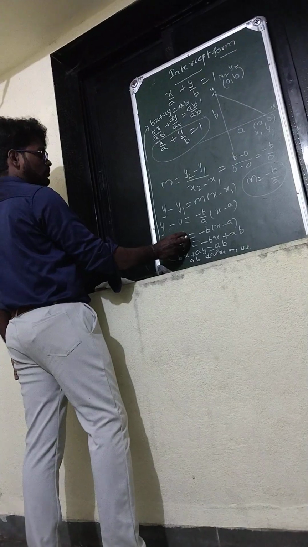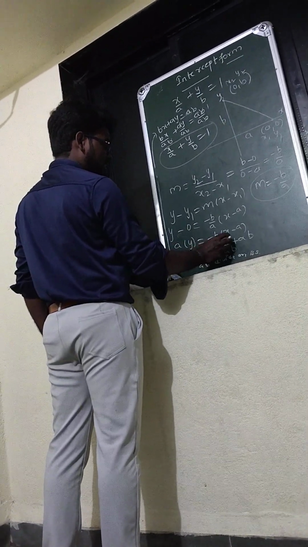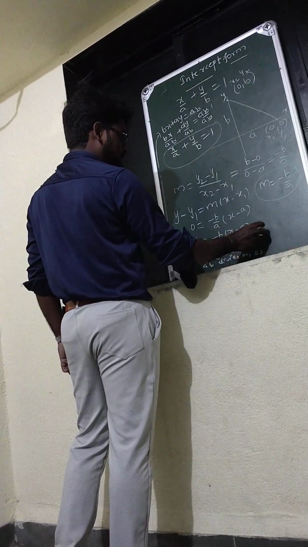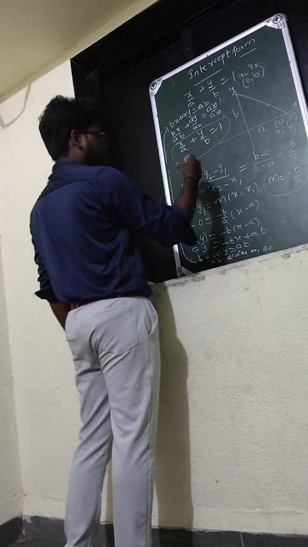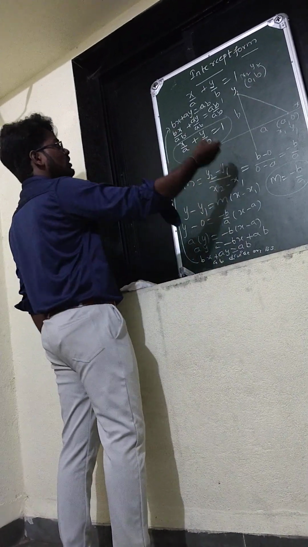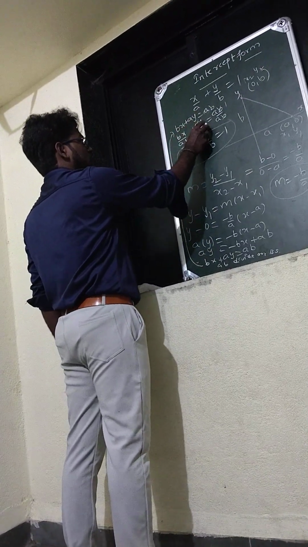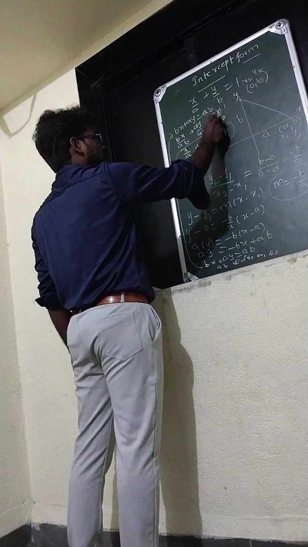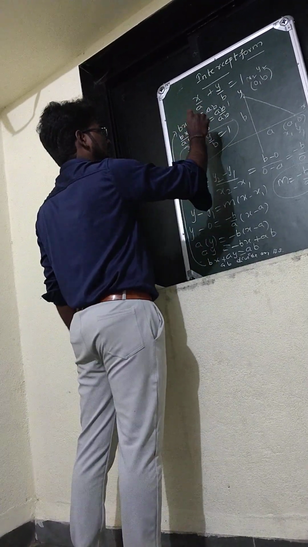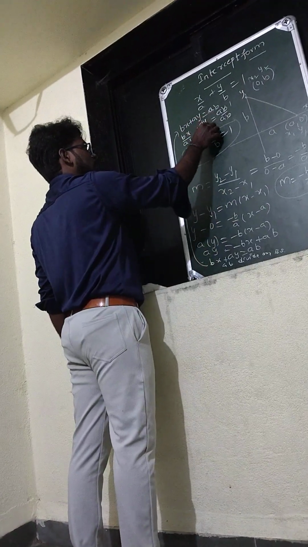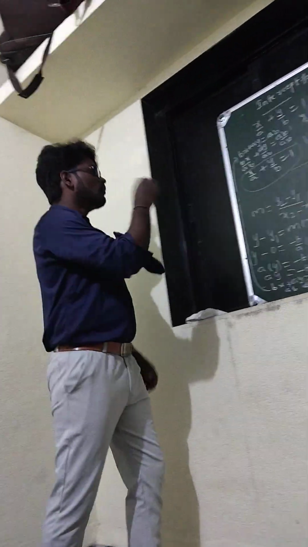Then y minus 0 is y. a is shifted to the left-hand side, so a into y equals minus bx plus ab. Bx plus ay equals ab. Here we divide with ab on both sides: bx by ab, ay by ab, ab by ab is 1. B and b cancel, a and a cancel. So x by a plus y by b equals 1.